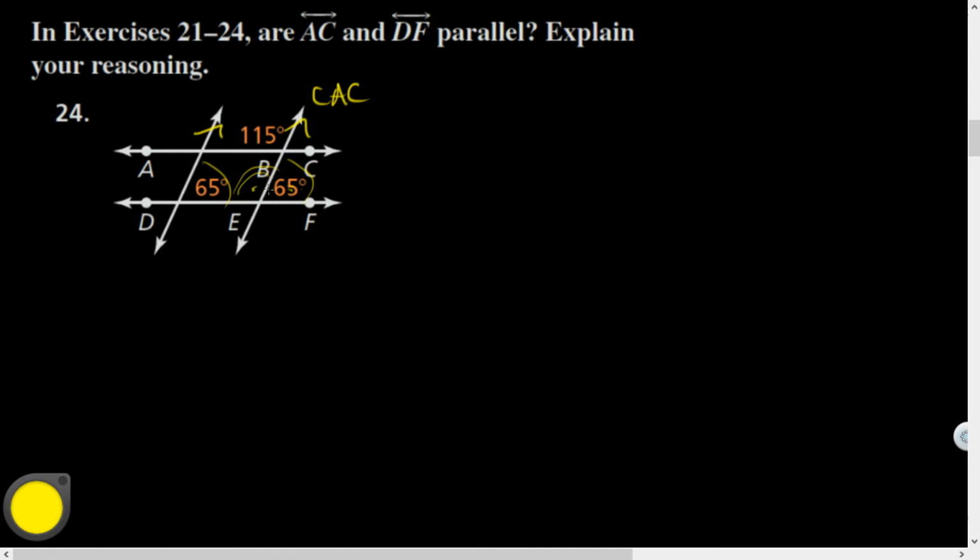What would this angle measure be if this is 65? 115. Okay, here we go. And if that's 115 and this is 115, those are what types of angles? Also corresponding. Man, we sound so enthusiastic today. I love it.